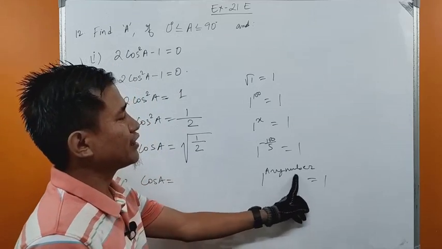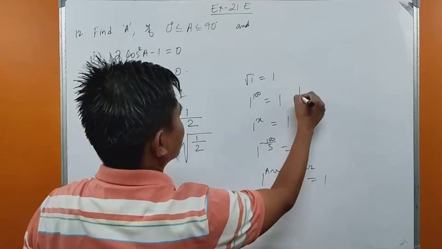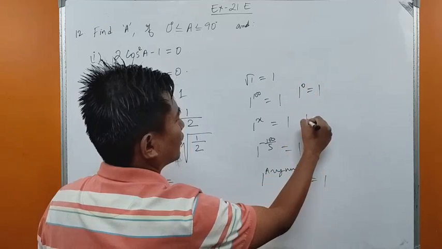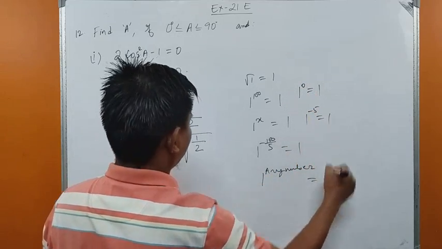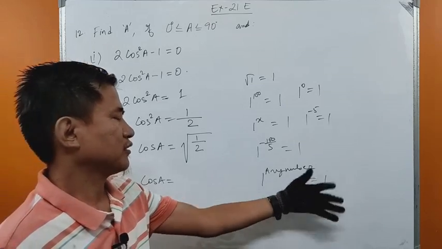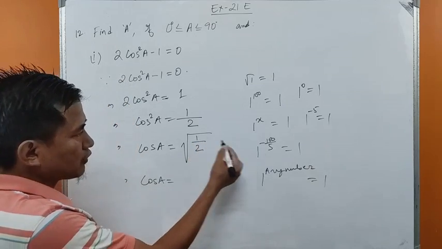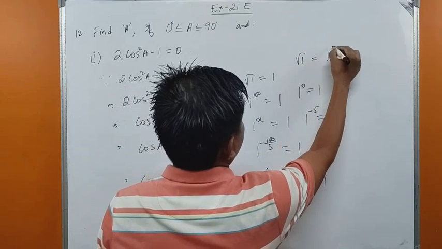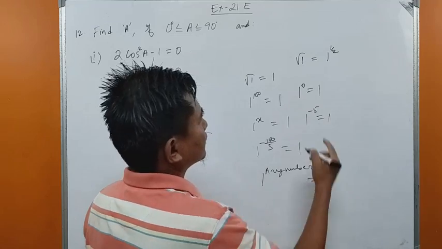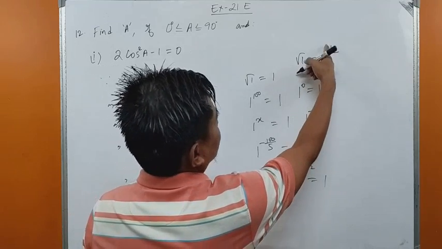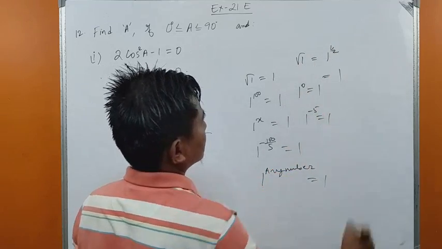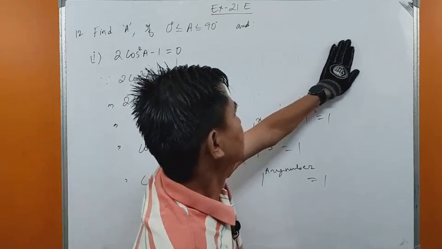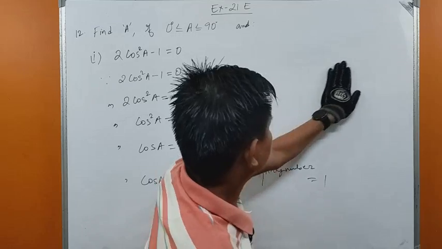1 to the power any number is always 1. 1 to the power 0 is 1. 1 to the power minus 5 is 1. Okay, 1 to the power any number is always 1. So root 1 means 1 to the power 1 upon 2, isn't it? Root 1 means 1 to the power 1 upon 2. So this means 1. Okay, 1 to the power any number is always equal to 1.